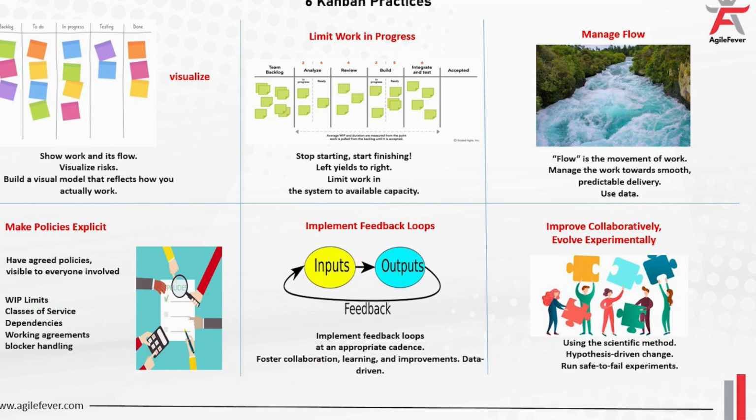So that's when limiting work in progress comes in. As a team, as a person, as a column, you can limit this. As a team, you can limit your work in progress. As a column, as a person, as a workflow, you can limit the whole work in progress, right?